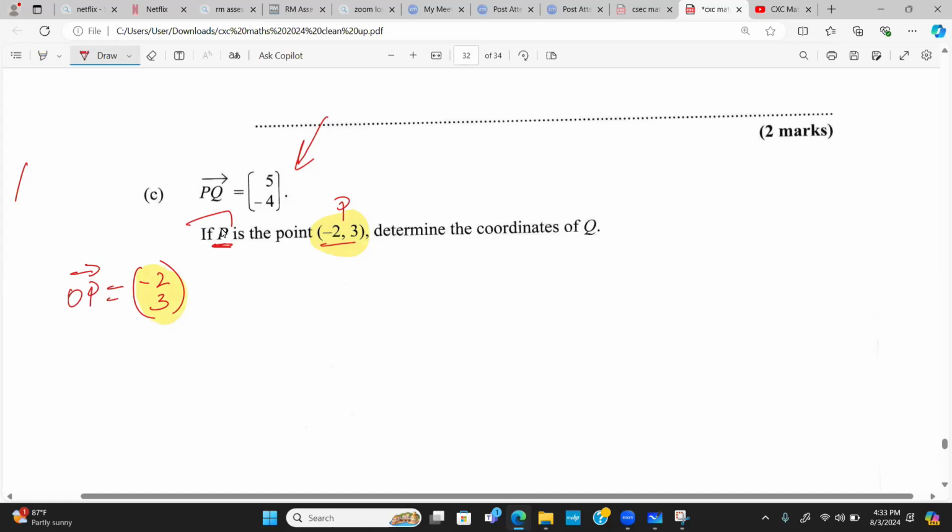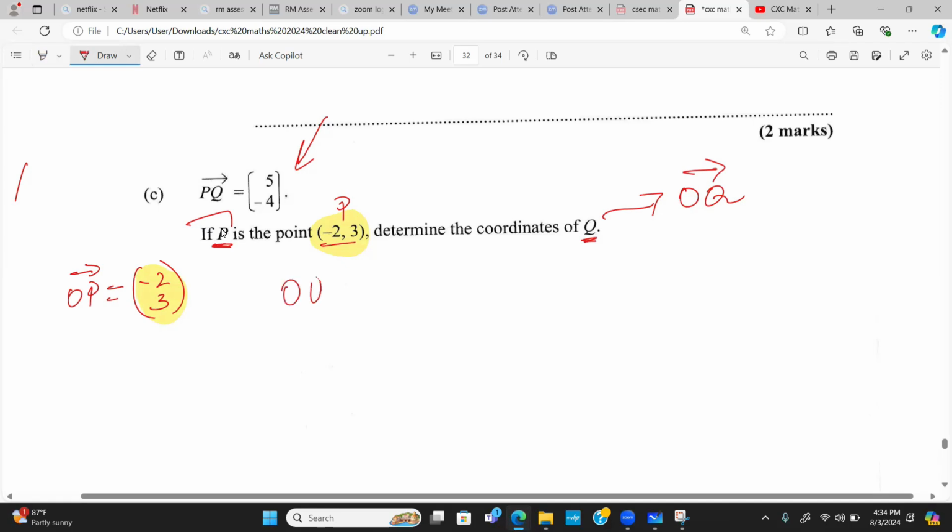Now, if I'm going to try to find the coordinate of the point Q, then I'm going to try to find the position vector OQ. If I do find that position vector OQ, then the vector that I find will actually be the coordinate of the point Q. So let's go about searching for OQ.